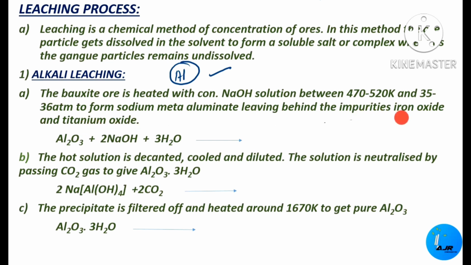Okay. So leaving behind the impurities iron oxide and titanium oxide, this sodium hydroxide combines with the aluminum of bauxite to form sodium meta-aluminate. So Al2O3 plus NaOH plus water gives two NaAl(OH)4, sodium meta-aluminate.